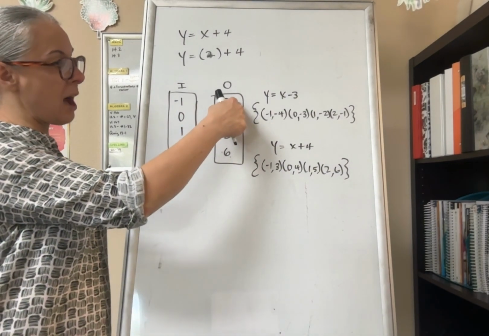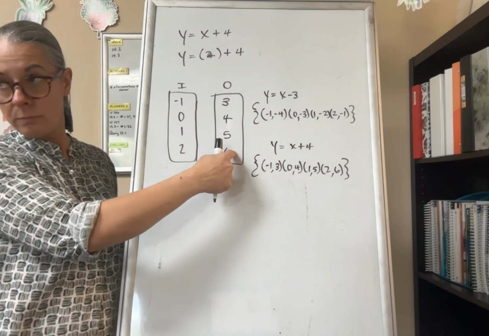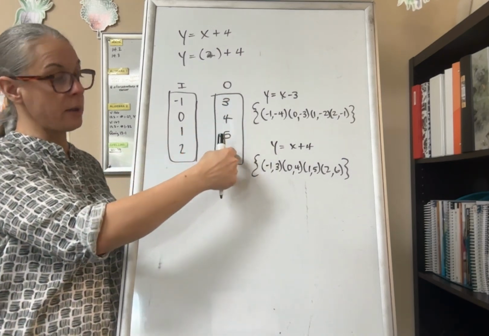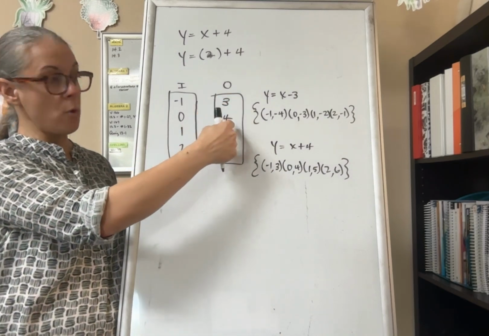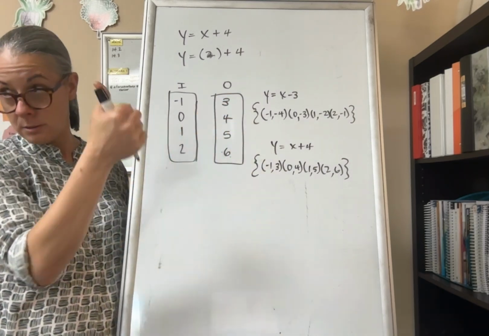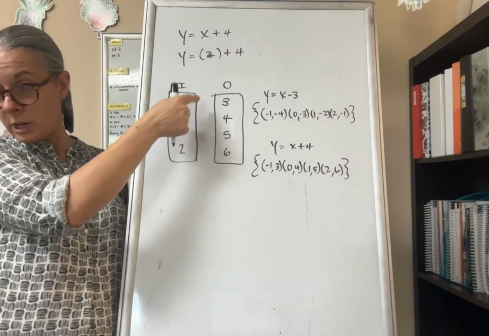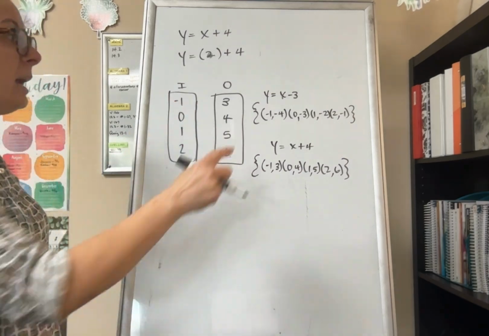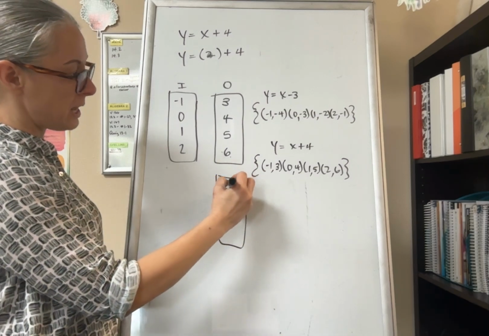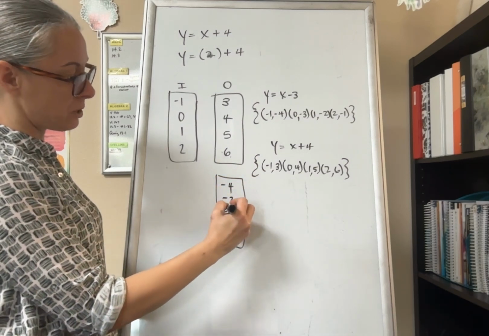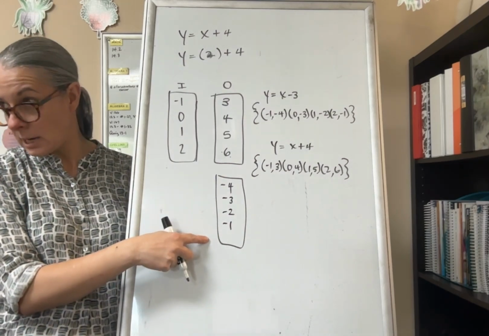Look at these outputs. What are these outputs increasing by? 1. Do y'all see that? Yes. 3, then 4, then 5, then 6. See how the outputs are increasing by 1? In our first set, the outputs were -4, then -3, then -2, then -1. That's also increasing by 1, isn't it?